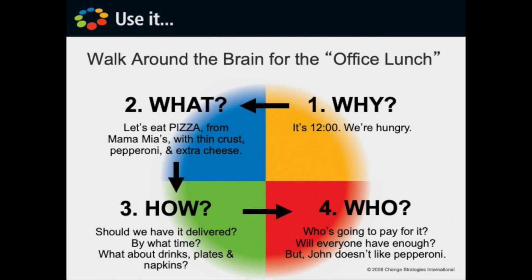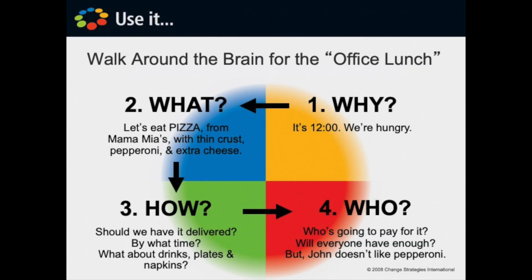So let's walk around the brain for lunch. The yellows say, why? It's 12 o'clock, we're hungry. And the blues say, well, let's eat pizza from Mamma Mia's with a thin crust and pepperoni. And the greens pipe in and say, well, how should we get it delivered? At what time? What about drinks and plates and napkins? The yellows would have never thought of drinks and plates and napkins in a million years. The pizza would have shown up, they would have just had the grease on their hands, wiped it on their shirt, and gone on with their day.